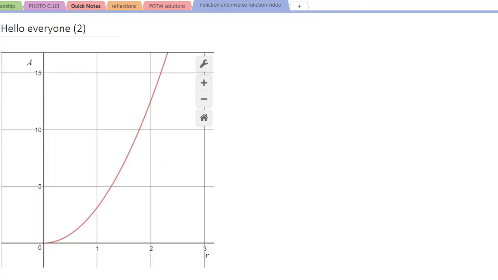So here's the graph. For example, if you wanted to know the area when the radius was 1, then you would locate 1 on the radius axis, go up to the curve, and then come across to the area axis, and that would be the value of the area when the radius is 1. If radius is 2, then you go up to the curve, you come across to the area axis, and it'll tell you the area when the radius is 2.